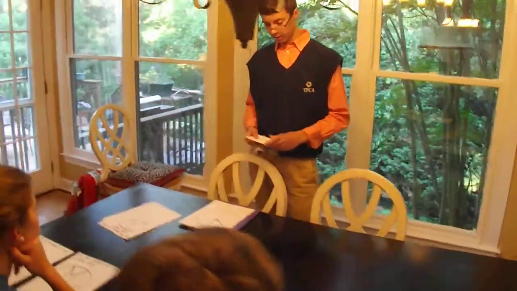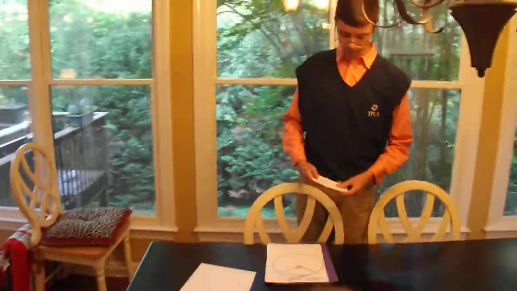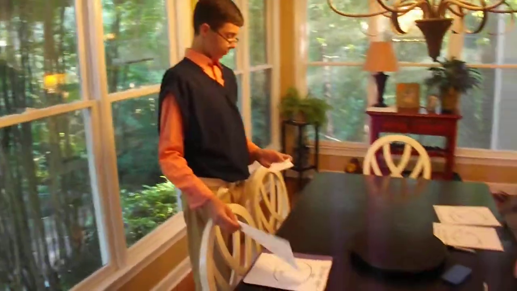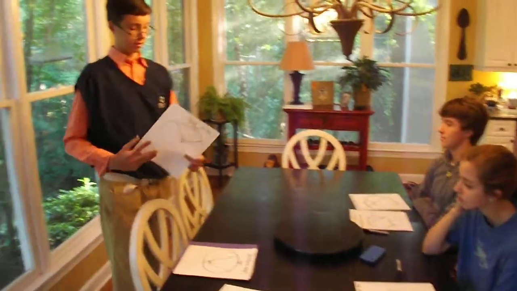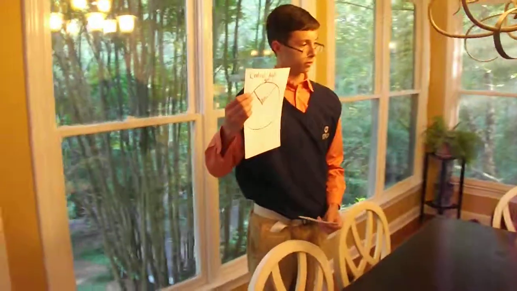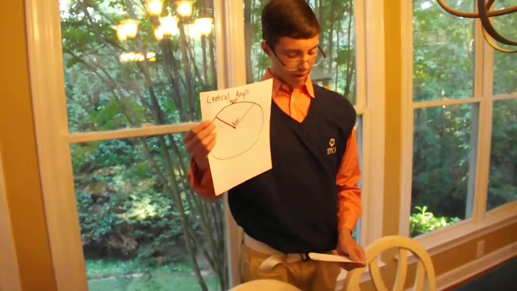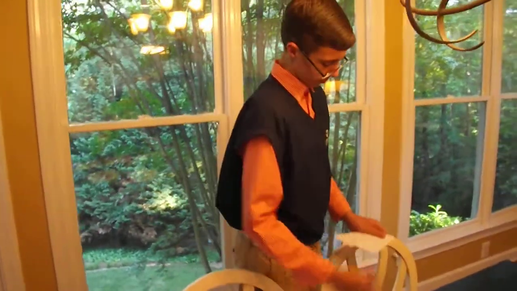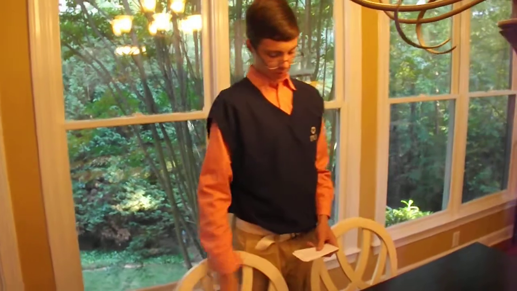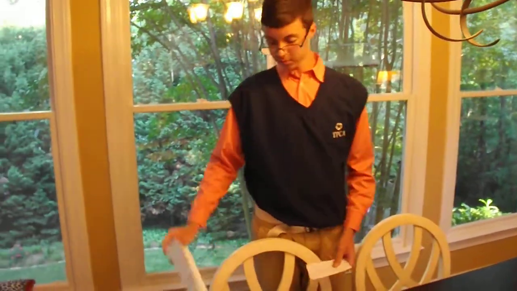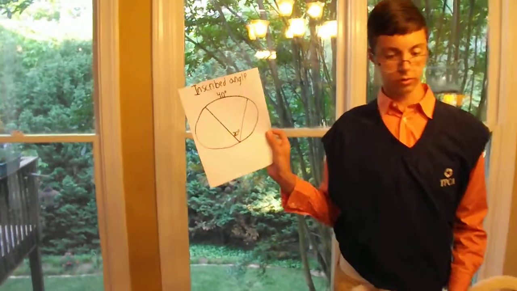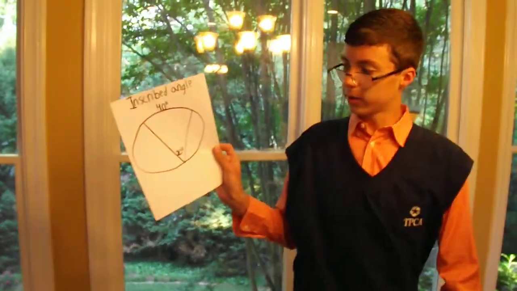Okay, class, there are four main types of angle measurements you guys need to know. But we'll start with central angles. Central angles are angles with the vertex in the center of a circle. This is what it looks like, everyone. The measure of a central angle always equals the measure of its intercepted arc. Also, we have inscribed angles. Inscribed angles have their vertex on the circle. Inscribed angles are always half of their intercepted arc.